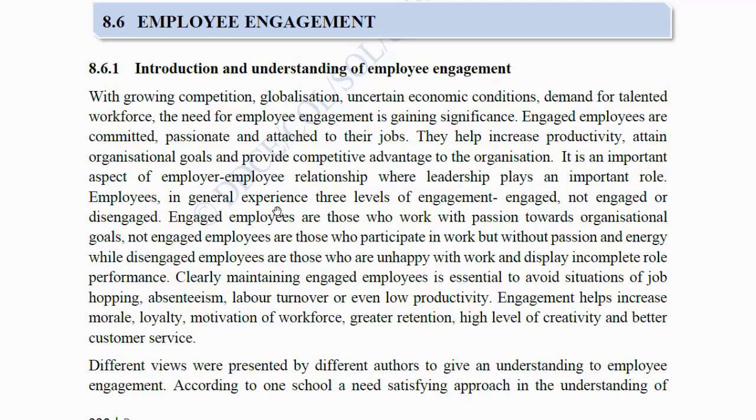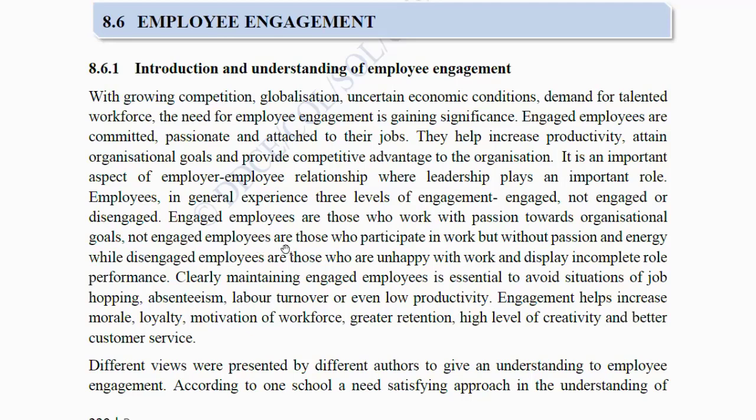Employees in general experience three levels of engagement: number one, engaged; number two, not engaged; and number three, disengaged. Engaged employees are those who work with passion towards organizational goals.